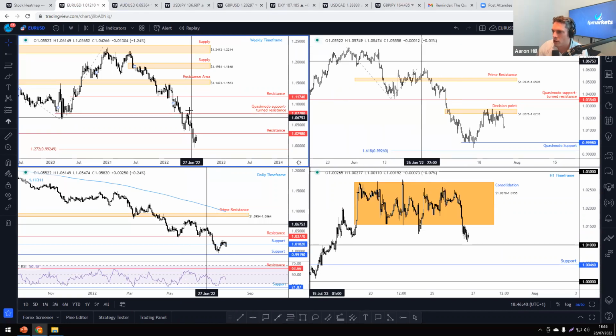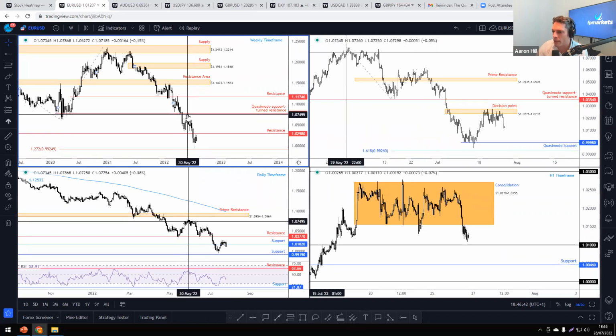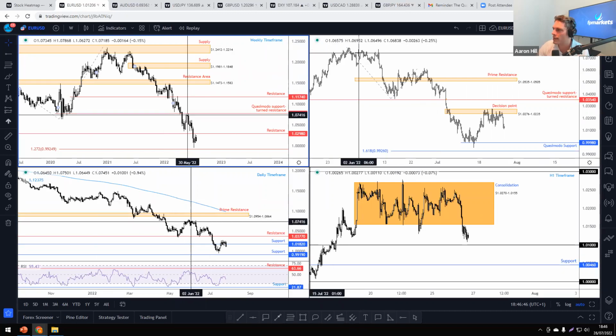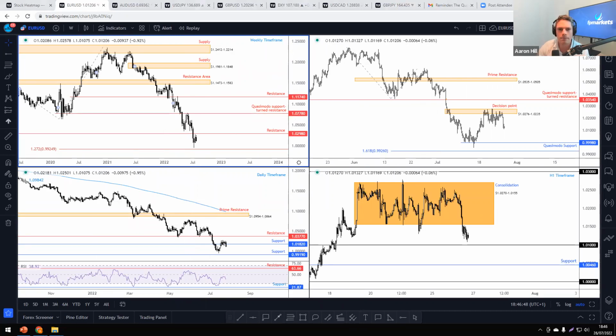Now, remember this on the weekly time frame. This came in around the 30th of May. I haven't seen this, this is something I just noticed, so let me draw that on. Let me find the pen. This is the area that hit the weekly Quasimodo support turned resistance. As you can see, we have a left shoulder here. It's just almost pit perfect for this. We have the leg 1, leg 2, leg 3, leg 4.